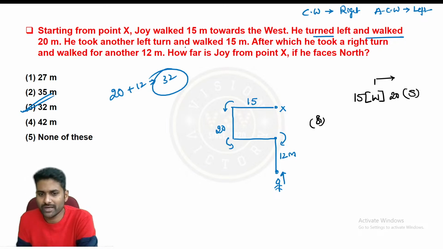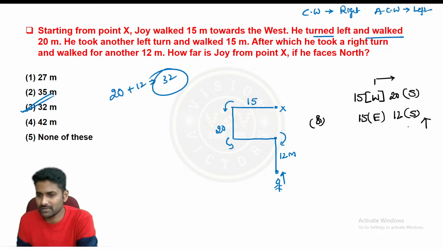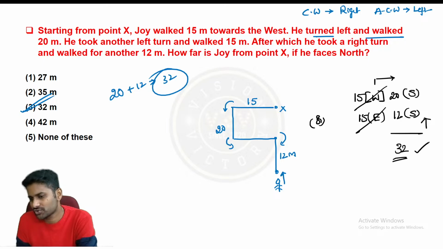Next one, he took another left turn. What is the left turn of south? South's left turn is east. Again he covered 15 meters. After which he takes a right turn, so again the person is moving south and covered 12 meters. Now finally that person is facing towards the north. While comparing this equation, guys, if you see opposite directions, you can cancel that value, and the resultant is 0. If the direction is the same, add that value. So if you add those two numbers, it becomes 32.